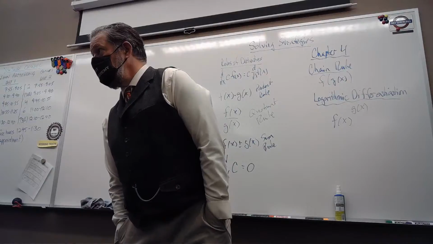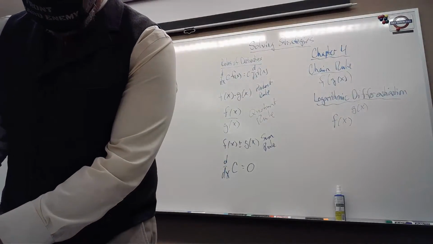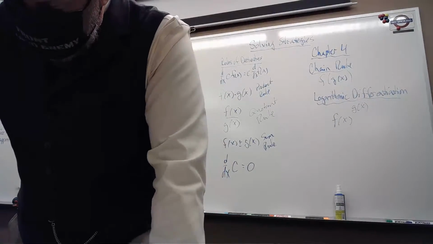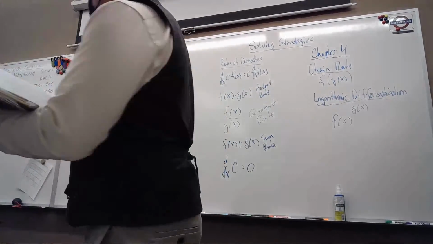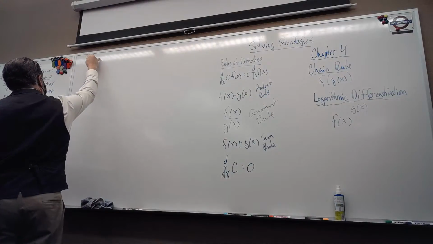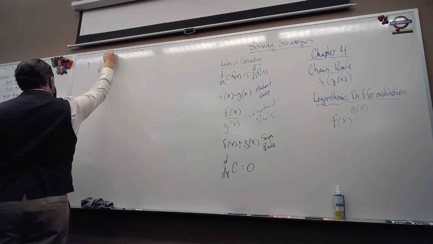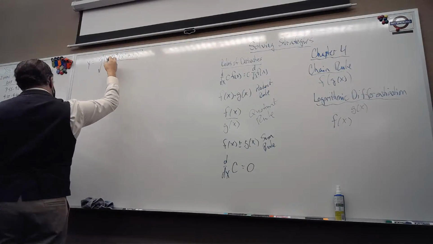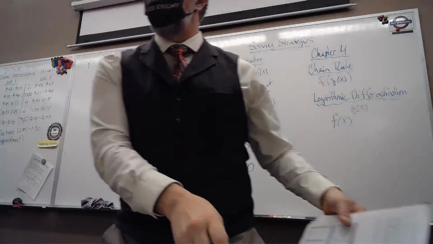Yes? Problem 45. Which section are we in? 4.4. 4.4, number 45. All right. Use logarithmic differentiation to find the derivative of that heinous looking thing. Y equals the fifth root. I don't know why they're using logarithmic differentiation for this one. Probably because this is an insanely complicated problem that could easily be done using the chain rule if you had time. But maybe logarithmic differentiation is going to simplify this.